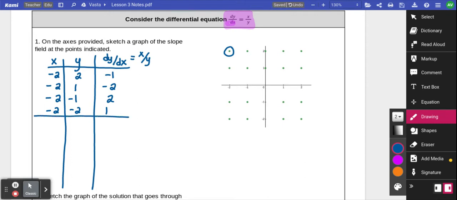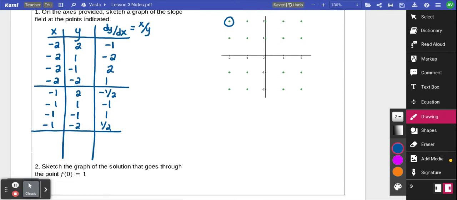The second column, I'm going to have x is -1 and y is 2, so the slope is -1/2. Then I'm going to have x is -1, y is 1, so the slope is -1. -1, -1 is +1, and -1, -2 is +1/2. That's the second column. Now the third column on the graph only has 2 points.